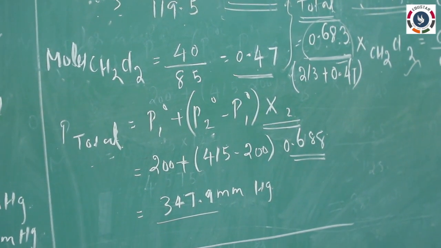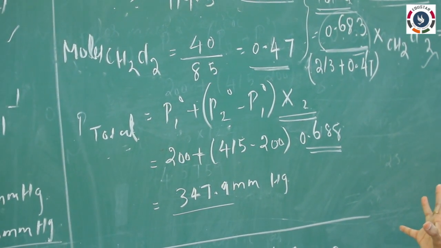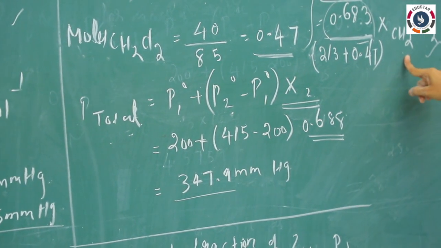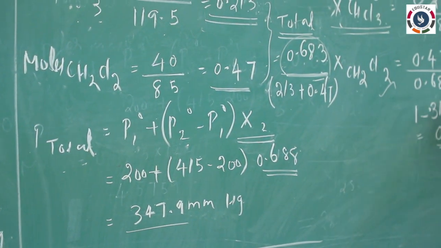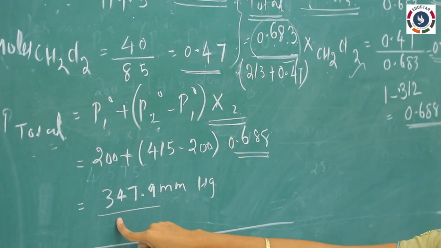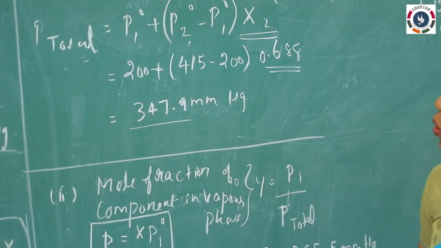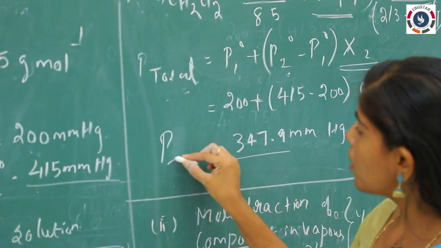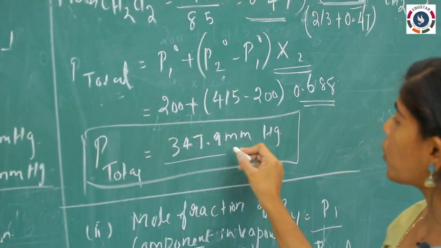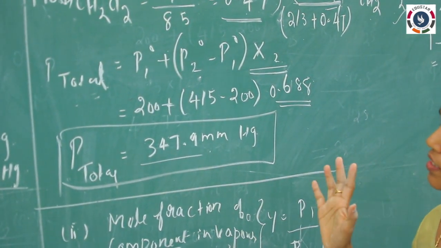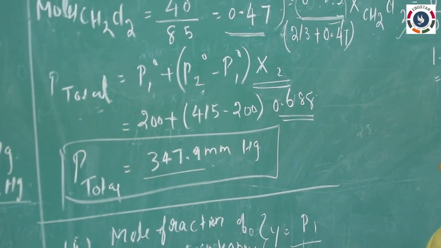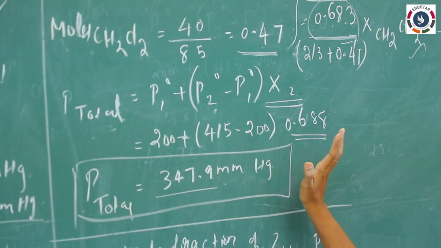X2. So what is this X2? That is the mole fraction of this one. CH2Cl2 is taken as the component 2, right? So I am writing 0.688. On supplying these values, I am getting the total pressure as 347.9 mmHg. So this is the first question they have asked. You are asked to find out the vapor pressure of the solution. We have found it out.